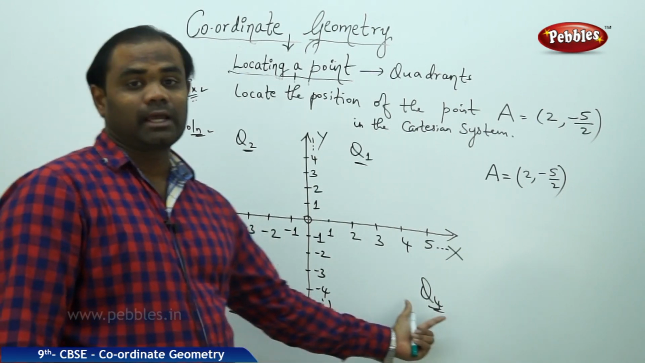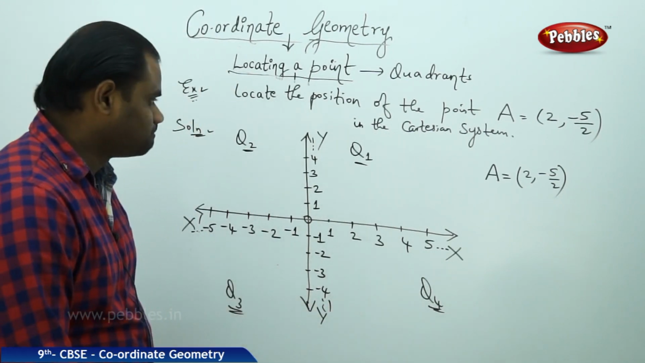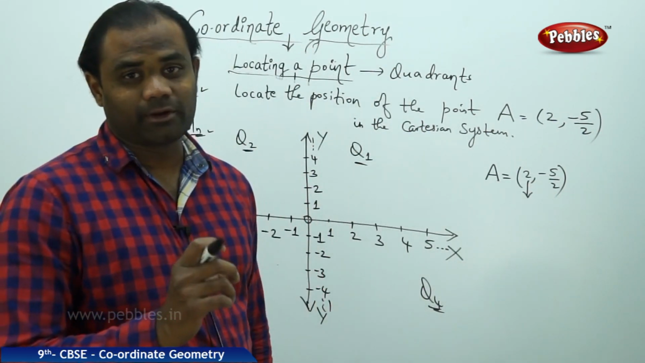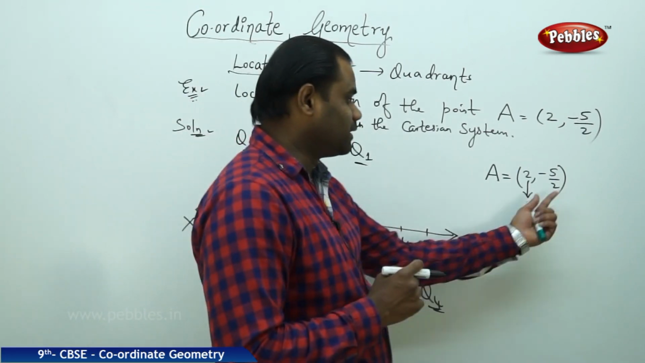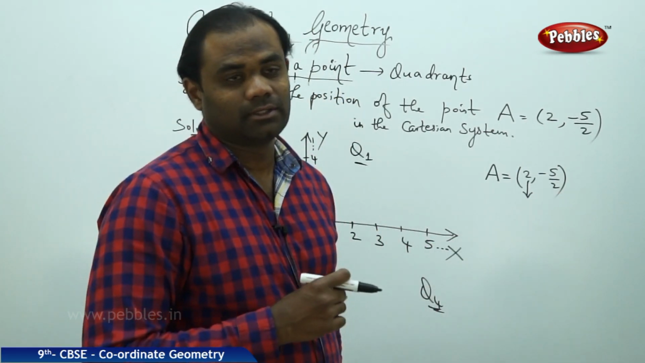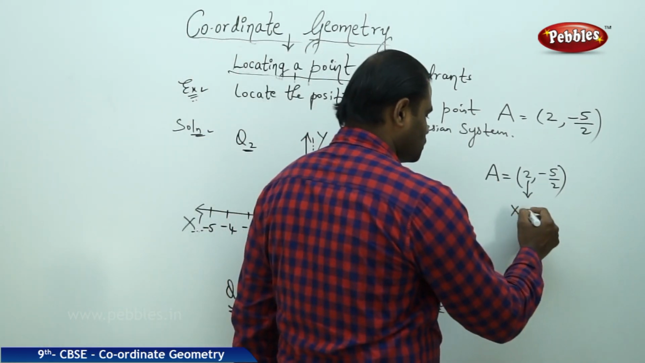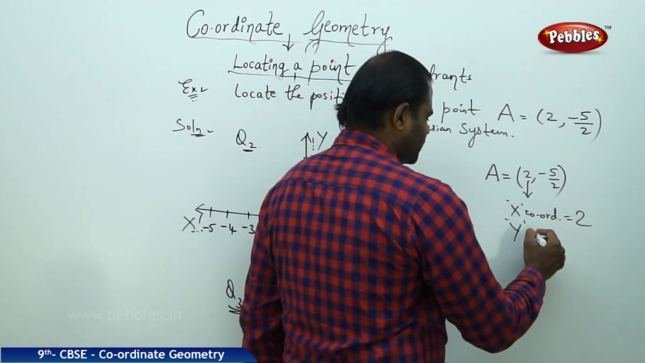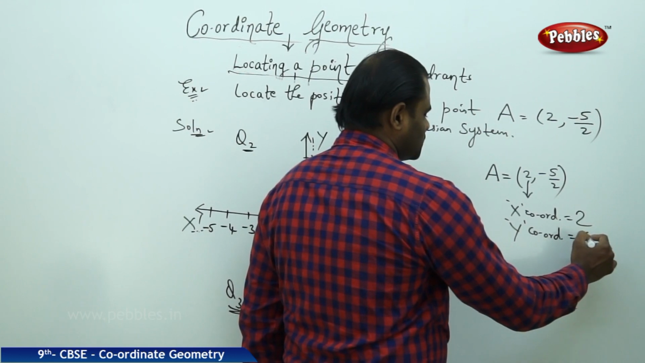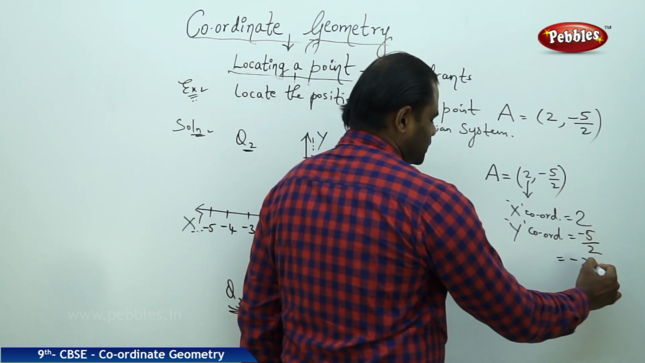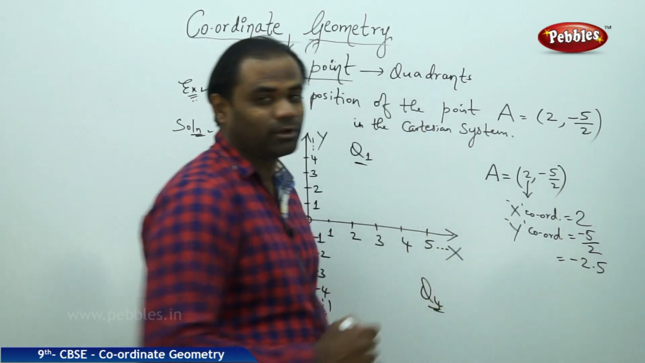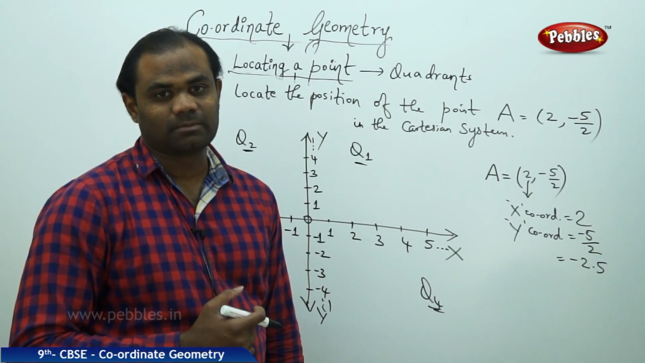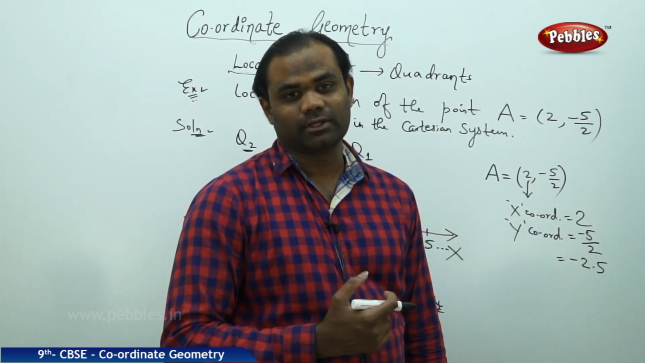In the anti-clockwise direction, Q1, Q2, Q3 and Q4. Now with this, we also know that the first value of the given point refers to the x coordinate and the second value refers to the y coordinate. So here my x coordinate is 2 and my y coordinate is -5/2, which in decimal form is -2.5. Converting to decimal form, -2.5 is my y coordinate, 2 is my x coordinate.